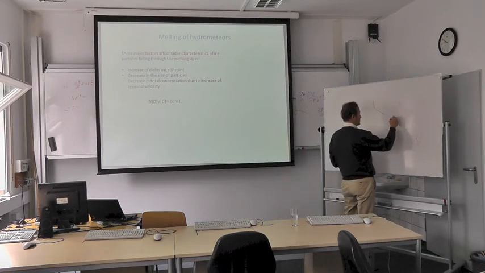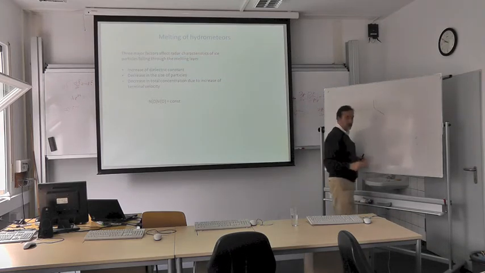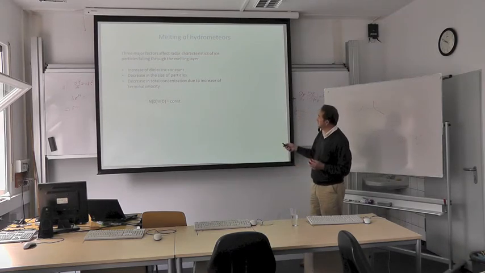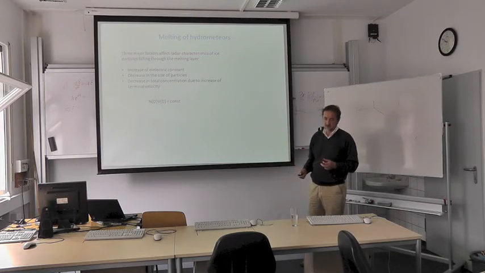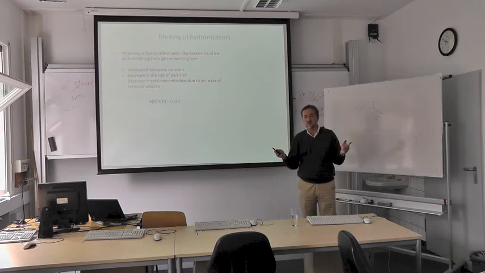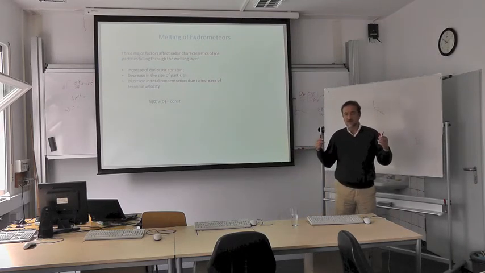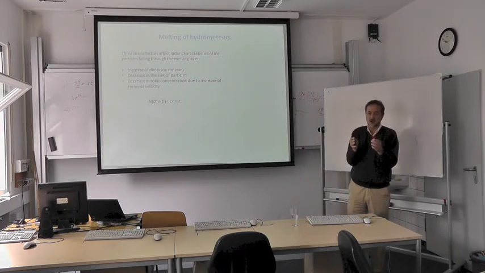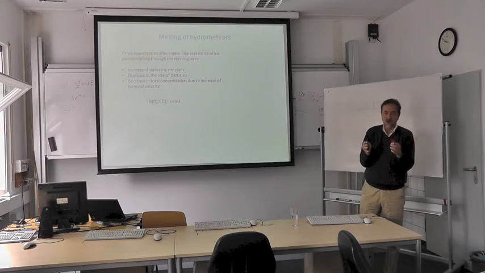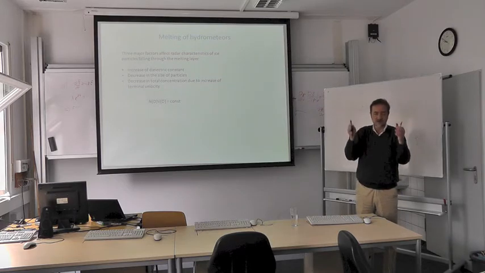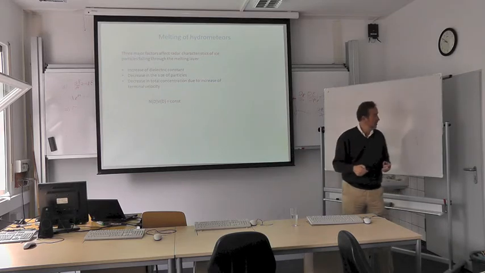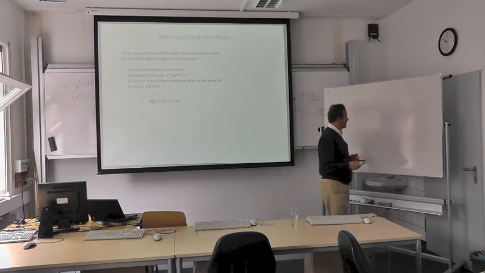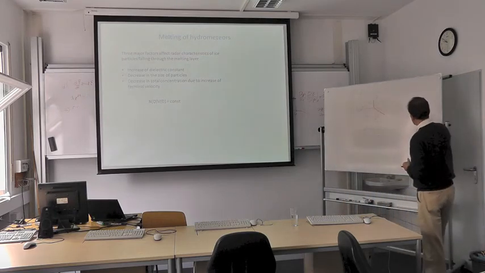And another factor, besides the size change, D, is the decrease in total concentration due to the increase of terminal velocity. Because what happens is usually the flux, that means the concentration multiplied by the velocity, is constant. It's like in the case of a traffic jam. Whenever the speed of the cars is much lower due to a traffic jam, the concentration is much higher. It's a direct analogy with what happens during the phase transition of hydrometeors.